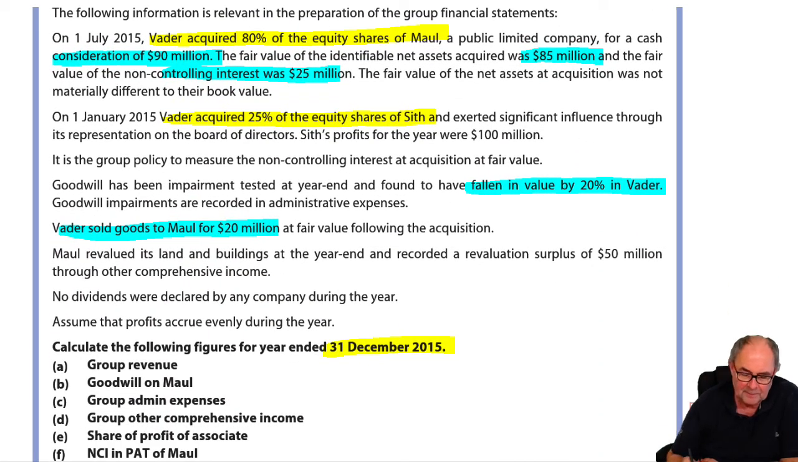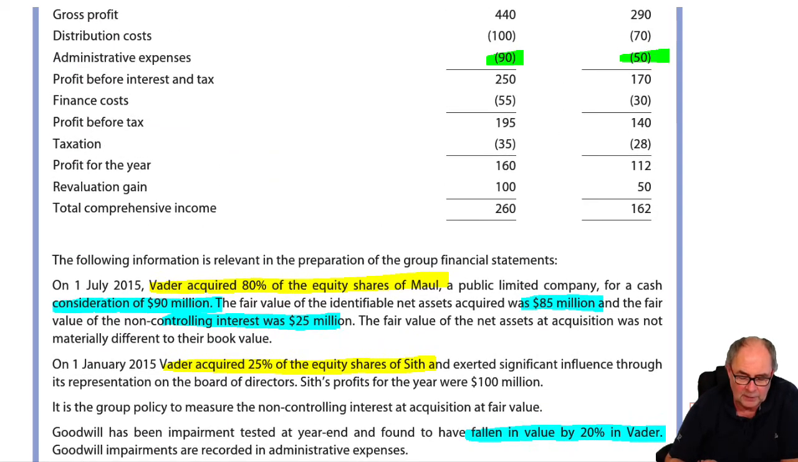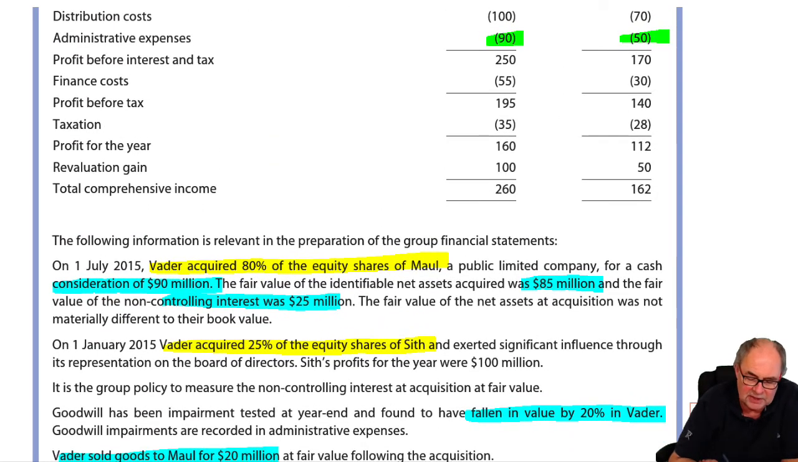Requirement D is OCI, in other words, revaluations. So it works just like any other line, like admin expenses. We'll have the parent and the sub to think about. So let's find what happened in terms of revaluations.